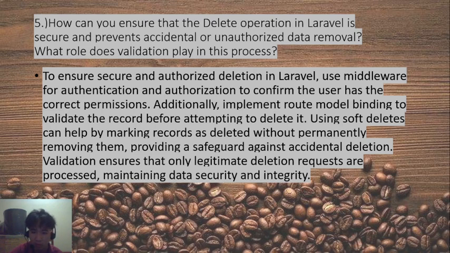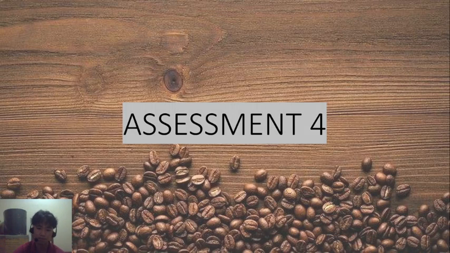Additionally, implement route model binding to validate the record before attempting to delete it. Using soft delete can help by marking records as deleted without permanently removing them, providing a safeguard against accidental deletion. Validation ensures that only legitimate deletion requests are processed, maintaining data security and integrity.